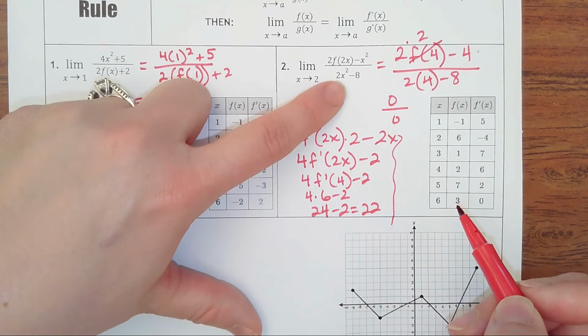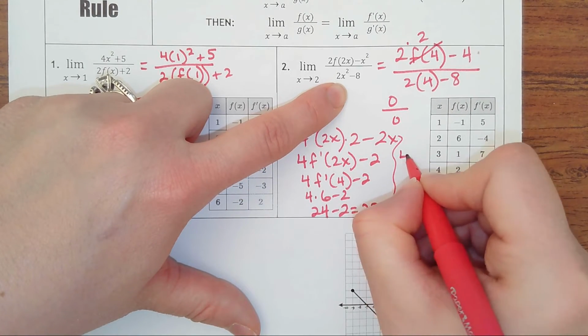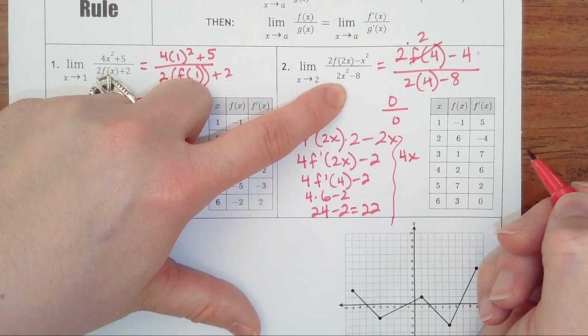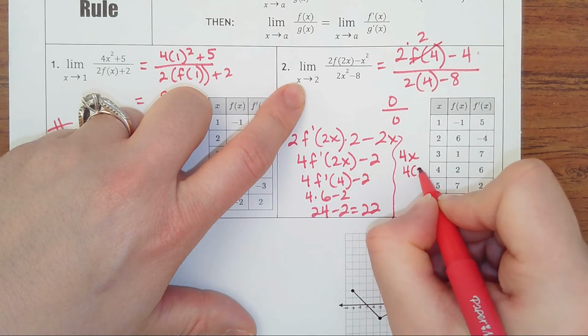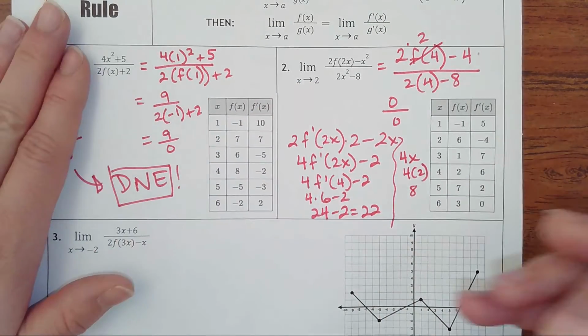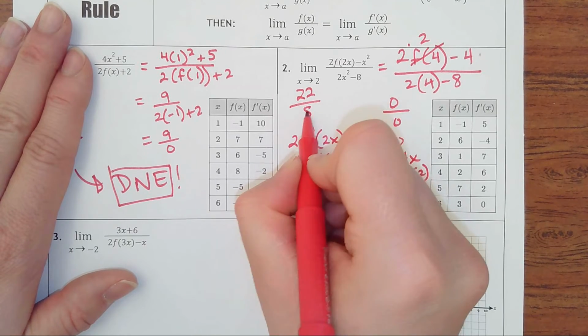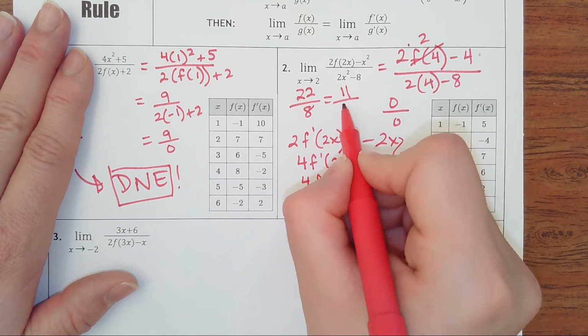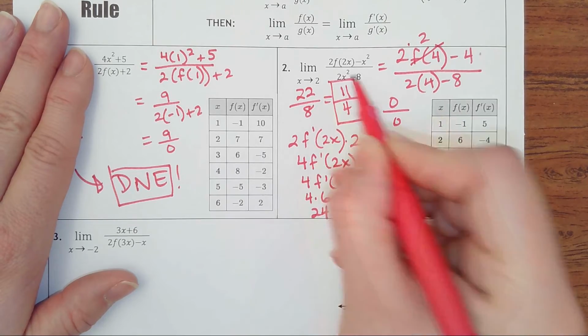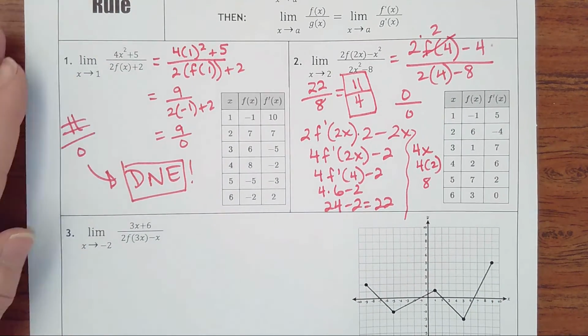On the bottom it's going to go faster because our derivative is simply 4x. And we want to plug in 2. So 4 times 2 is 8. So we get 22 over 8, divided by 2. That would be 11/4 is actually the slope right there.